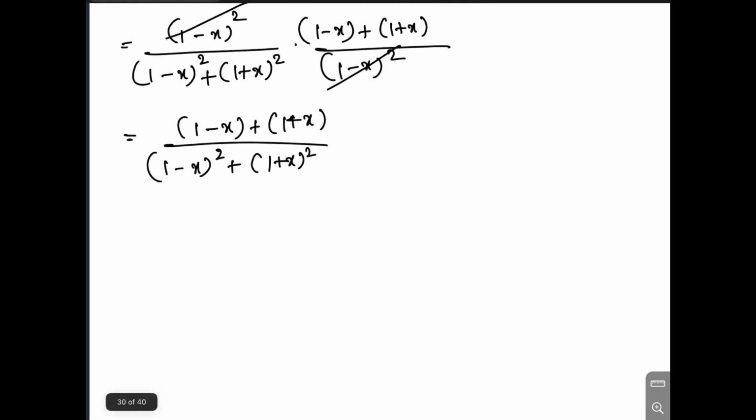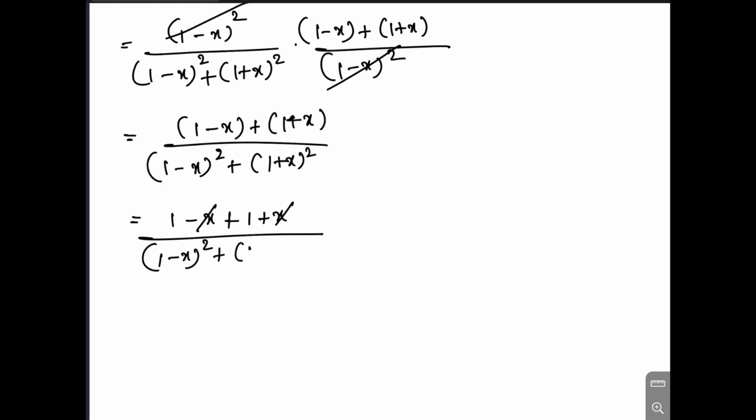So further we can simplify here. 1 minus x, we can open the brackets, minus x plus x will get cancelled, (1 minus x)² plus (1 plus x)². So finally we'll get here 2 divided by (1 minus x)² plus (1 plus x)².